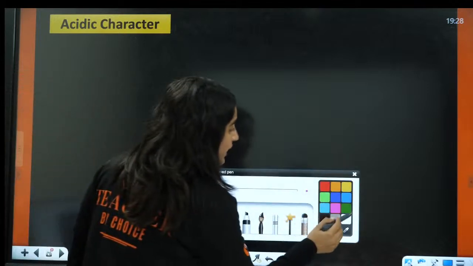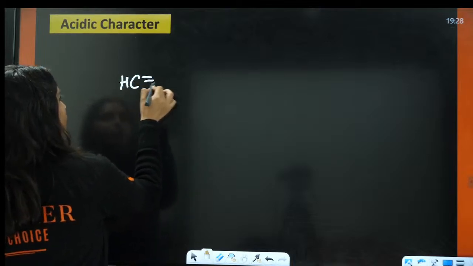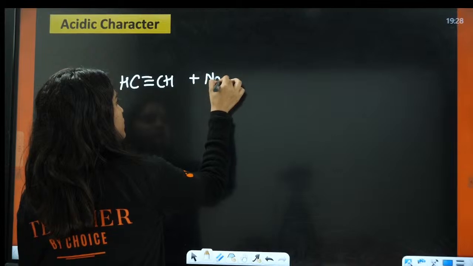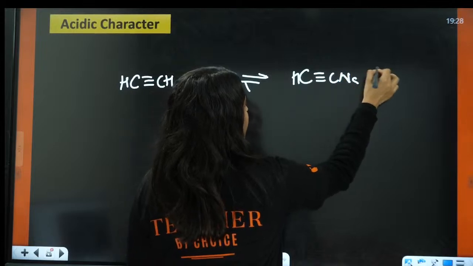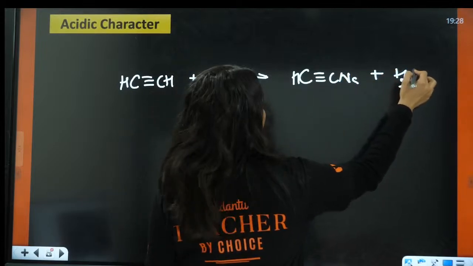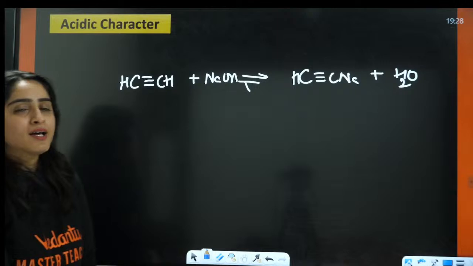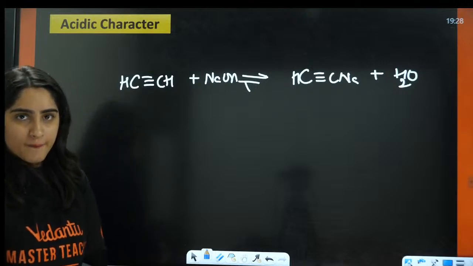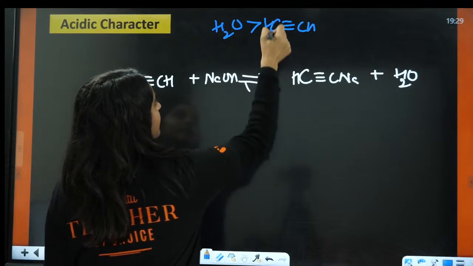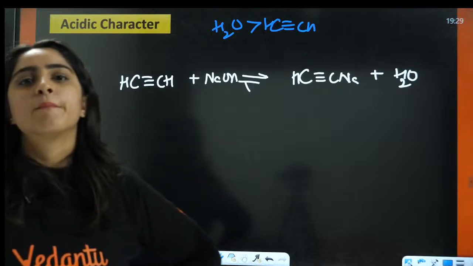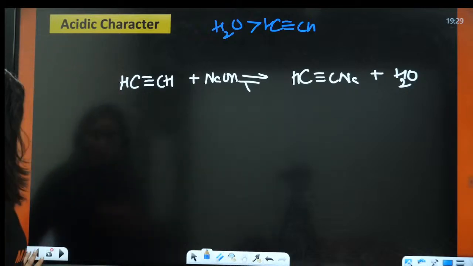So now, next, we have this is CH triple bond CH. Then you have NaOH. Then the reaction will happen here. This is C-Na and this is H2O. Okay? So which is more acidic? Is water more acidic or alkyne more acidic? Always remember, H2O is more acidic as compared to alkyne.